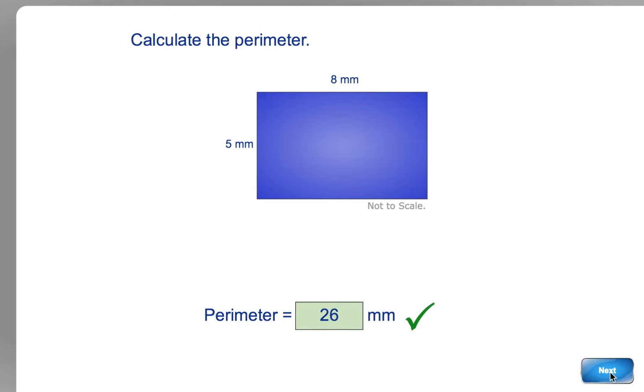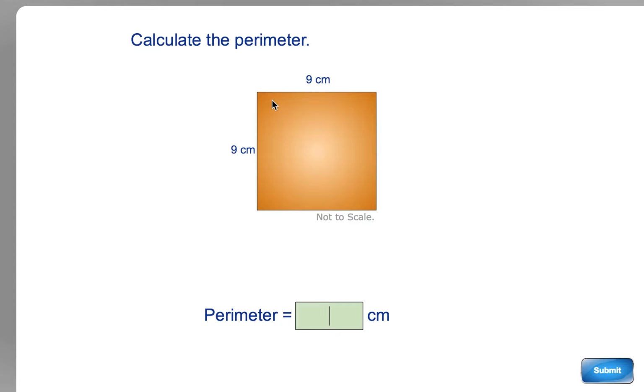Okay, you can use a piece of paper if you need to. This one is 9 and 9, but it's also going to be 9 and 9. So 9 and 9 and 9 and 9. I know my 9 times table. 4 nines is 36. If you don't, you can just add them up. 9 and 9 is 18, and another 18 is 36.